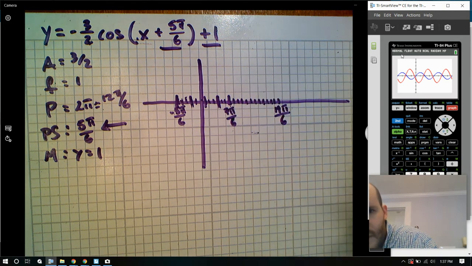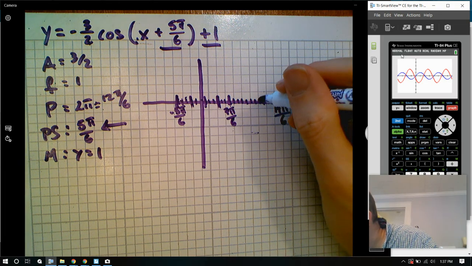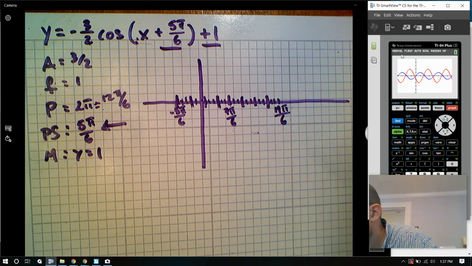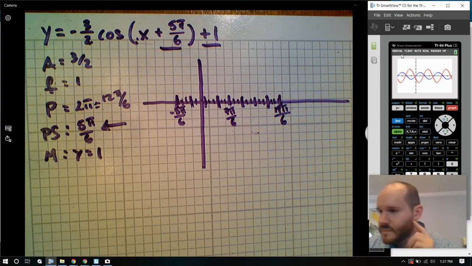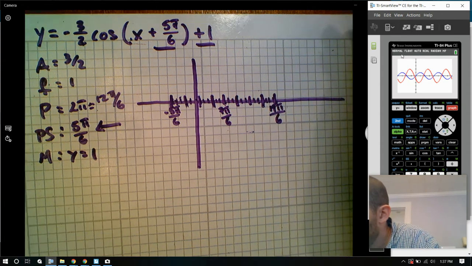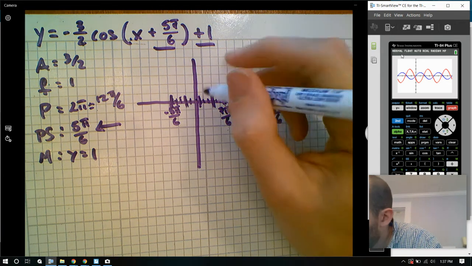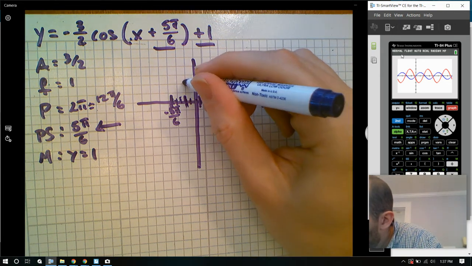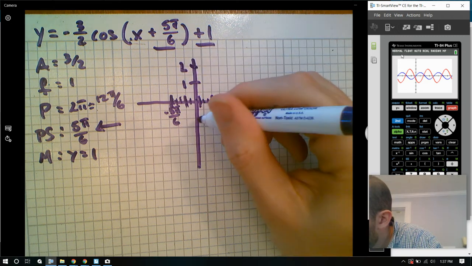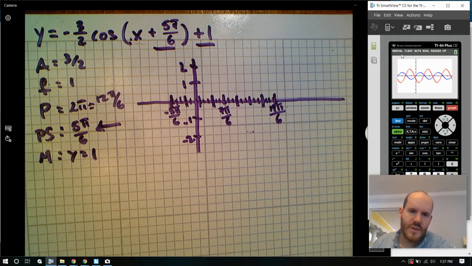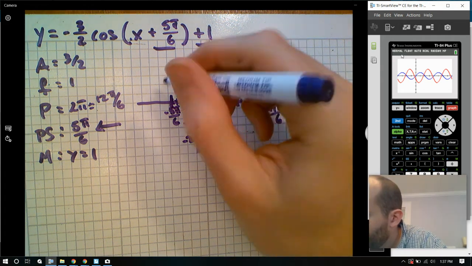I'm going to use larger hash marks to identify that breakup. So I'm going to take half and then each half. That gives me the sense of where my period will be. The midline is at 1. And since the amplitude's 3 halves, I'm going to try to give myself some half space. So I'm actually going to go up 1, and 2. I'll come down, negative 1, negative 2. So there's my graph. So the midline is at 1.